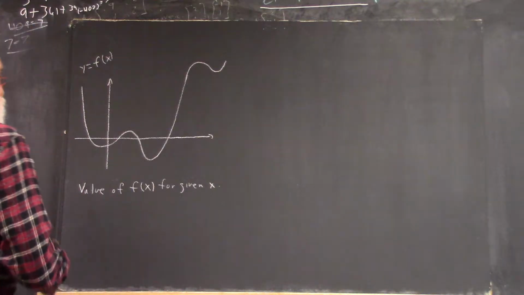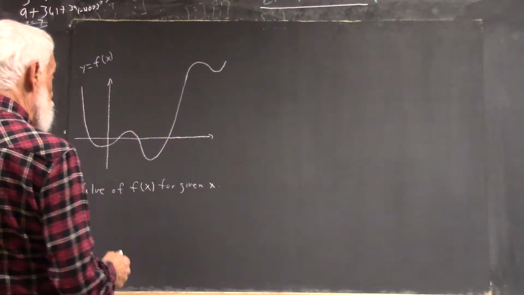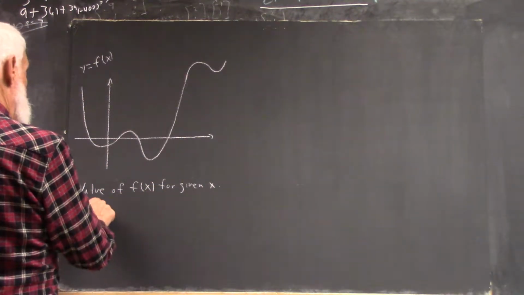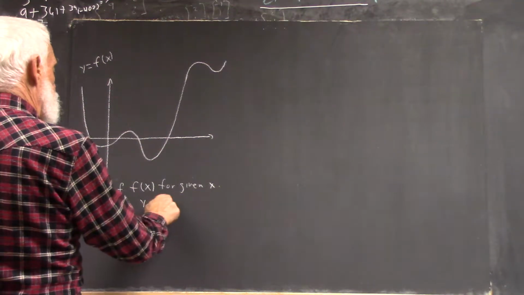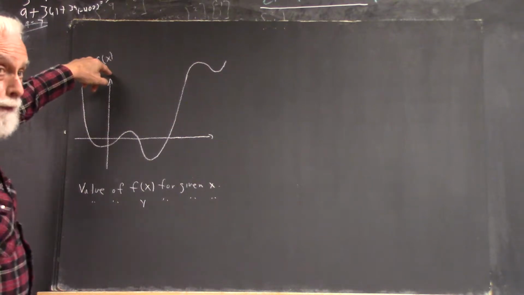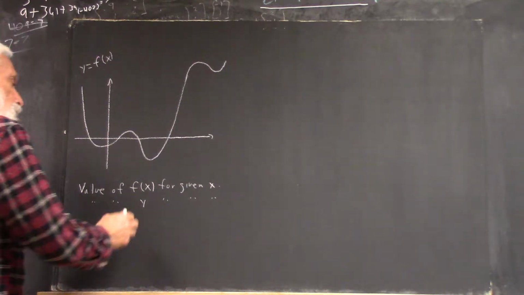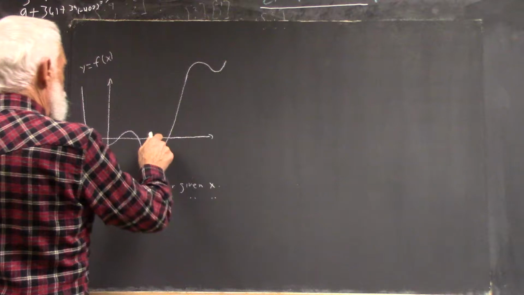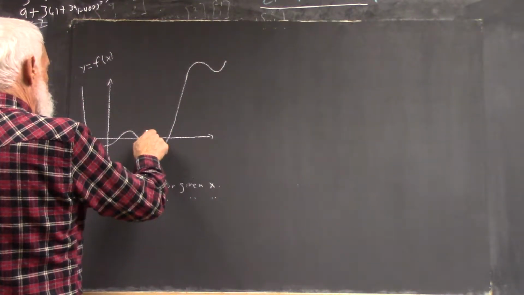Well, what does this mean? The value of f of x for a given x is the value of y for a given x, because y equals f of x. What do you mean by the value of y? Well, let's just pick an x. Let's say that x is here.